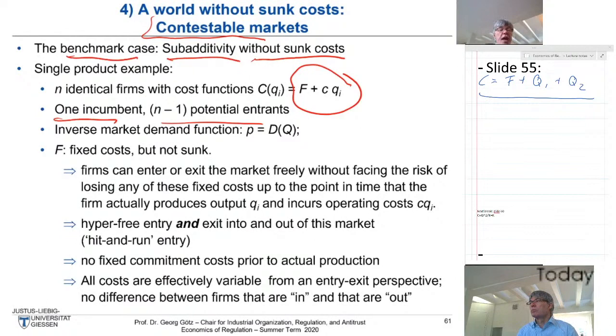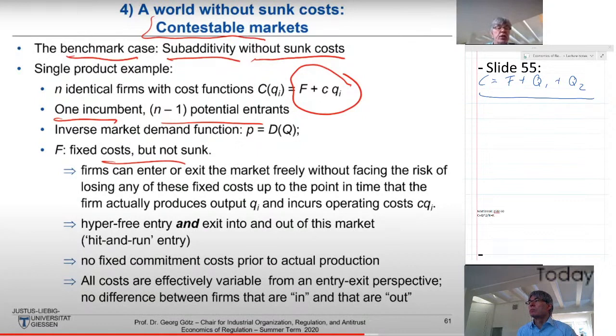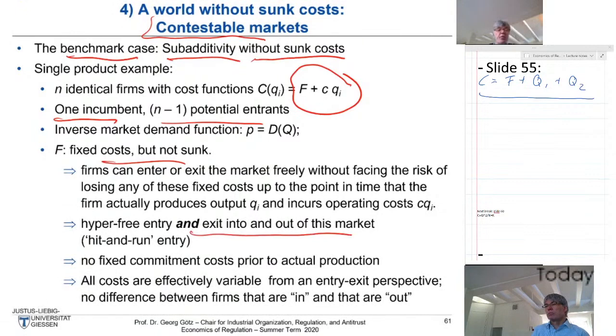So that is very specific. We will discuss that later on. So firms can enter or exit the market freely without facing the risk of losing any of these fixed costs up to the point in that the firm actually produces output Q_i and incurs operating costs. This means that there is really hyper-free entry and exit into and out of this market, and a hit-and-run entry strategy is possible. This really sounds strange in a sense.